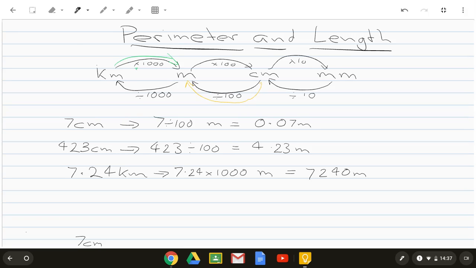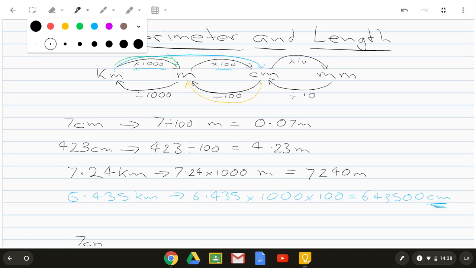If you needed to do a double jump, so if we wanted to go from kilometers to centimeters, then we'd have to multiply by 1,000 and multiply by 100. So if I take 6.435 kilometers, and this time I'm going to convert it to centimeters, I have to take my 6.435, my original kilometers, multiply that by 1,000. That will convert it to meters, and then multiply that number by 100. So that will give me 643,500 centimeters. So now my answer is in centimeters. Okay, so that's converting our measurements between the different units.